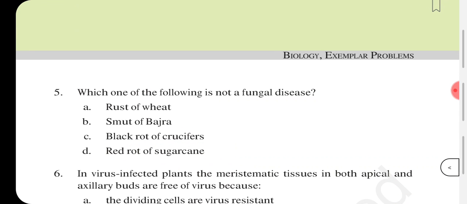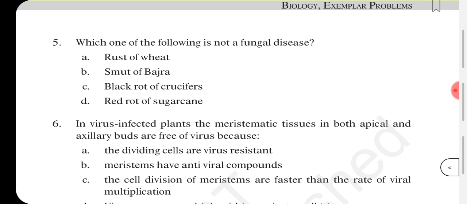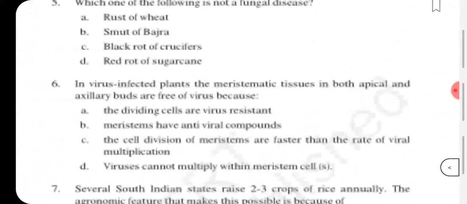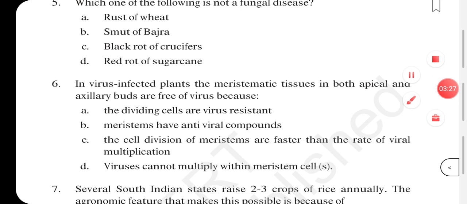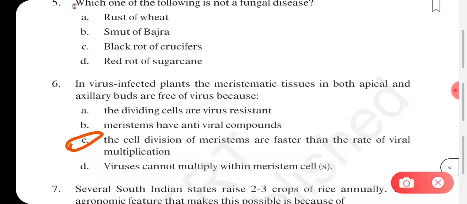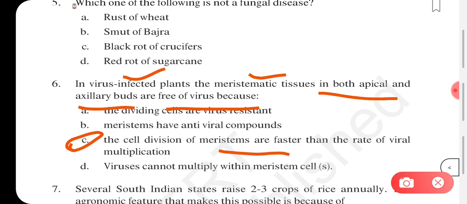Okay, moving on to the next one. In virus infected plants, the meristematic tissues in both apical and axillary bud are free of virus because the dividing cells are virus resistant, meristem have antiviral compounds, the cell division of meristem is faster than the rate of viral multiplication, or viruses cannot multiply within the meristem cells? So here the answer will be option C: in virus infected plants, the meristematic tissues in both apical and axillary buds are free of virus because the cell division of meristems is faster than the rate of viral multiplication. So that is the main reason why they are free of virus.